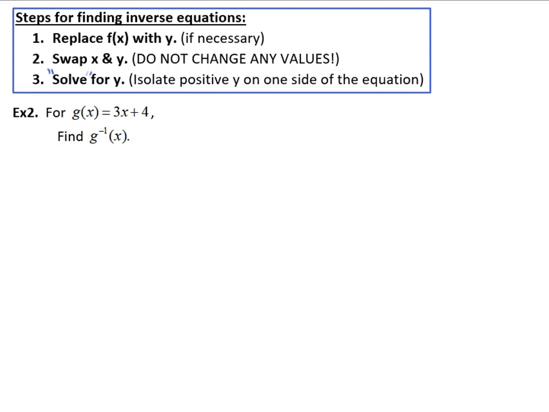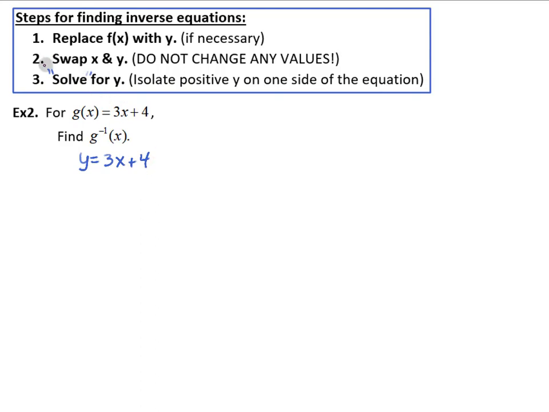Okay, so let's try an example. For g of x equals 3x plus 4, find g inverse of x, or the inverse of g of x. Okay, so running through our steps, step 1 is to replace f of x with y, in this case g of x. So we're going to come to this top function, and where g of x is, we're going to write y. And then we're going to write the rest of our equation equals 3x plus 4.